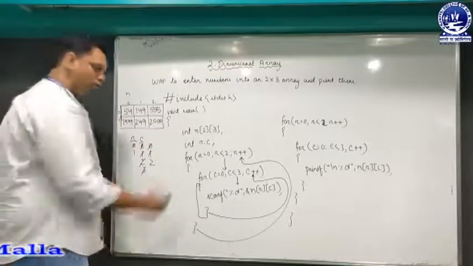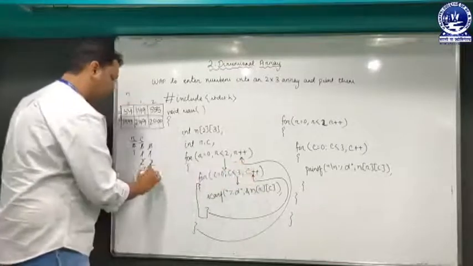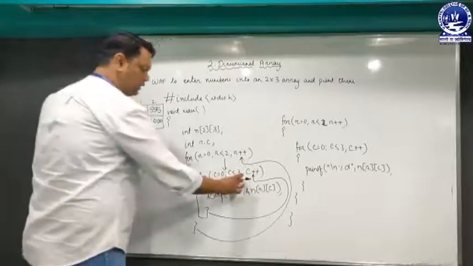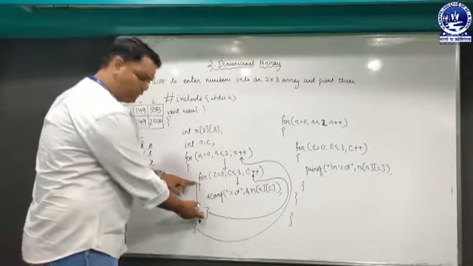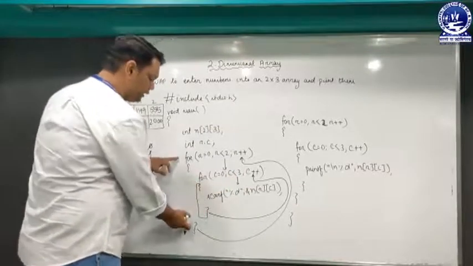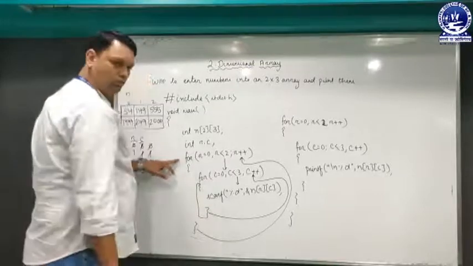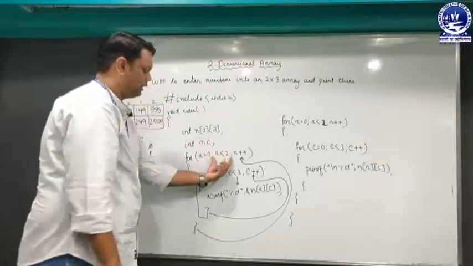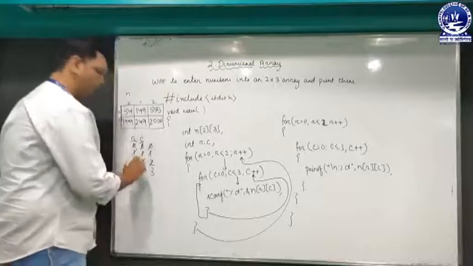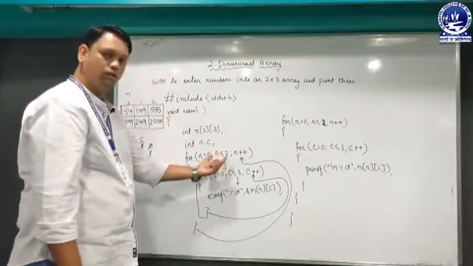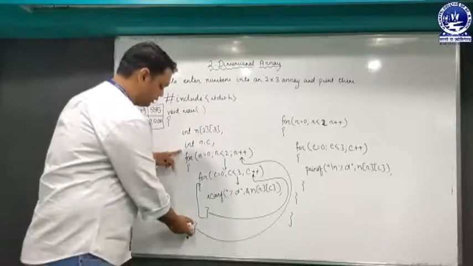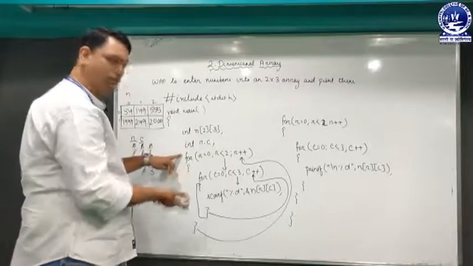Suppose. So again, when it will move to C++, so C will have 3. So 3 is less than 3. No, the condition returns false. So it will come out from this block and it will be inside the for loop of R. So now again the R value will be increased to 2. Now it will check 2 is less than 2. The condition returns false. So the nested condition becomes false.